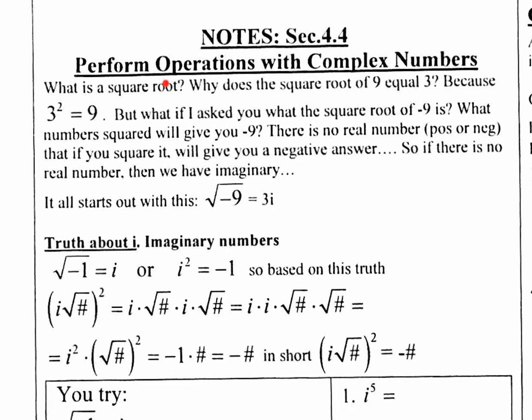Guys, what's a square root? It's simply the opposite of a square. Why does the square root of 9 equal 3? Because 3 times 3 is 9, right? We all understand that. So what's the square root of 16? It's 4. Why? Because 4 times 4 is 16.